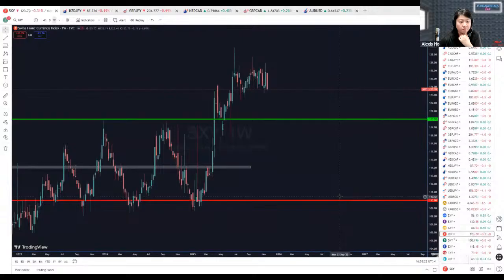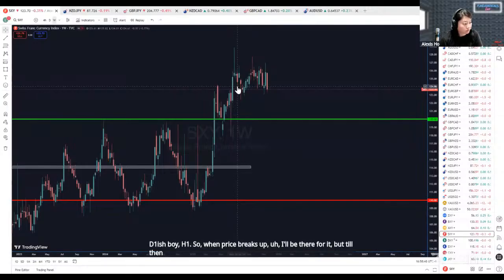And now comes the Swiss. As I mentioned a few weeks back, I'm waiting until price breaks out of this boxy movement, the ranging chart. Bear in mind, we are on the weekly. Most of us trade on either the D1, H4, or H1. So when price breaks out, I'll be there for it. But till then, I just prefer not to touch it.